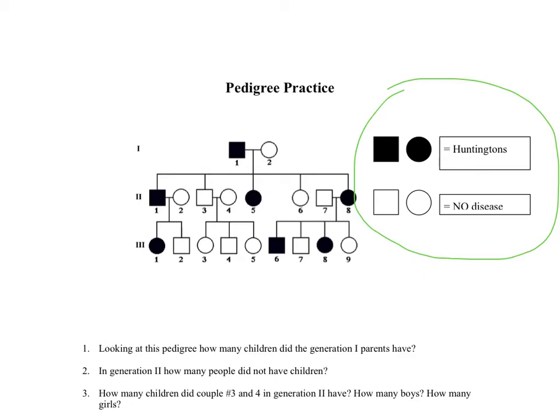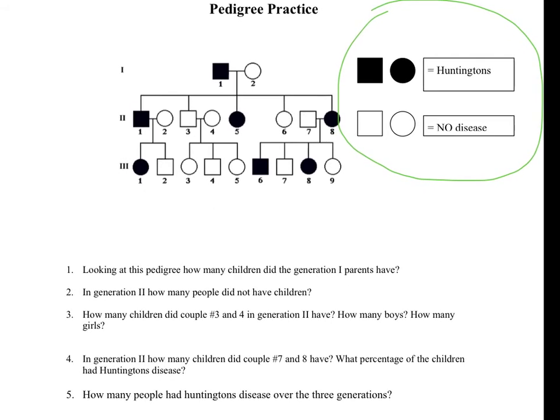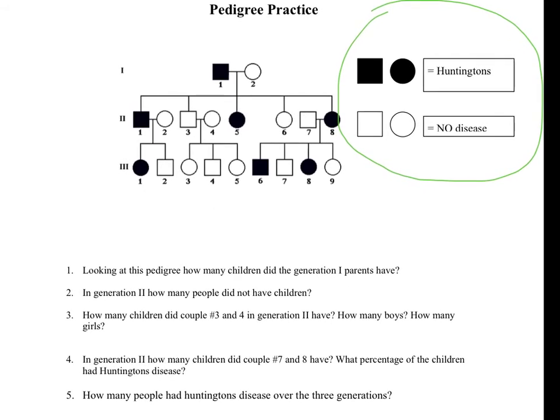Looking at this pedigree, we can see how it is passed down from generation to generation. There are several questions I could ask about this particular pedigree, and you can see those below. Let's go through those questions and see how we do answering them.